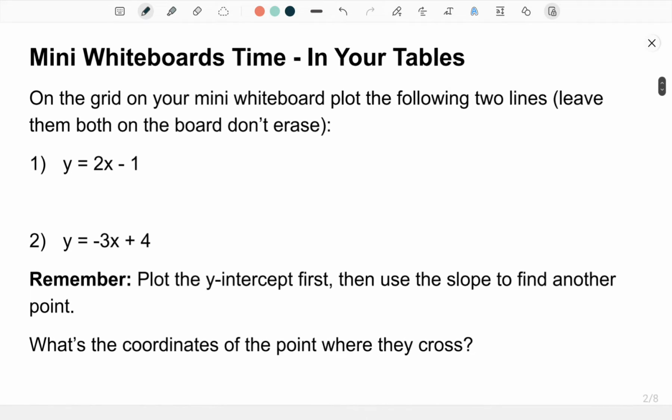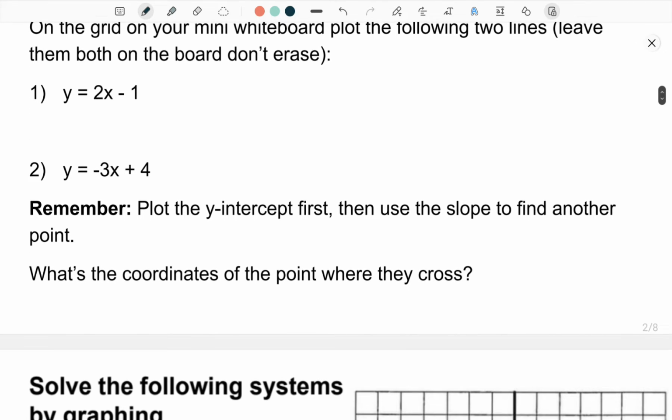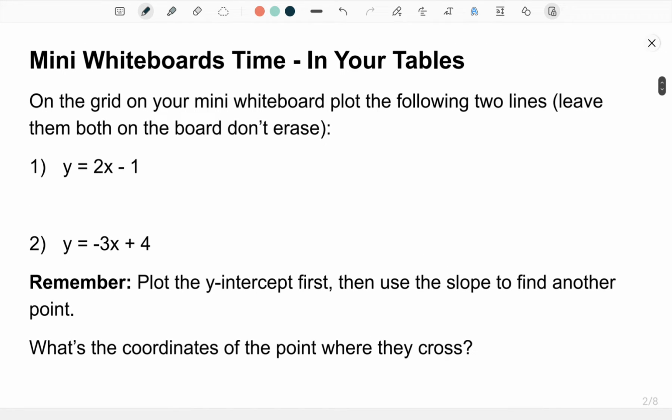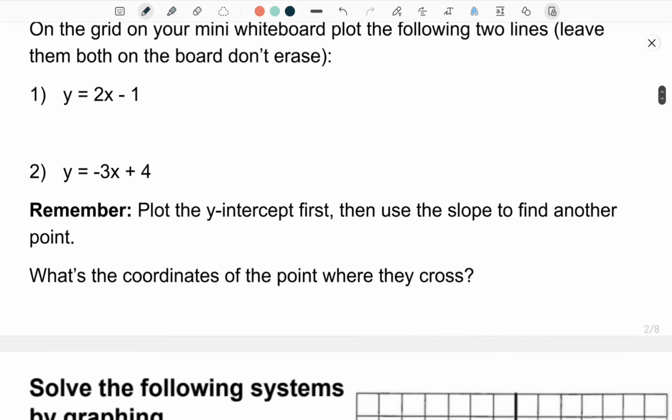If you're watching this video, you'll just ignore this part. In class, that's what we're going to go through. Just practicing drawing out some lines.